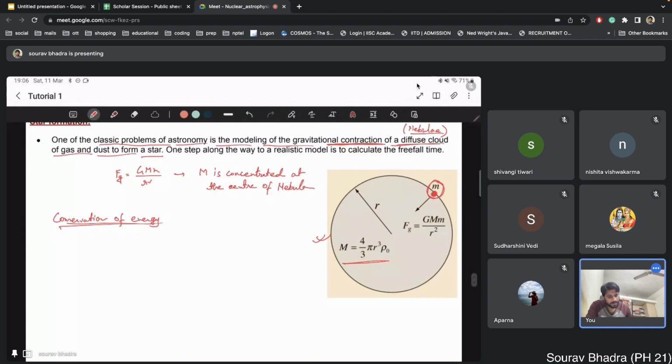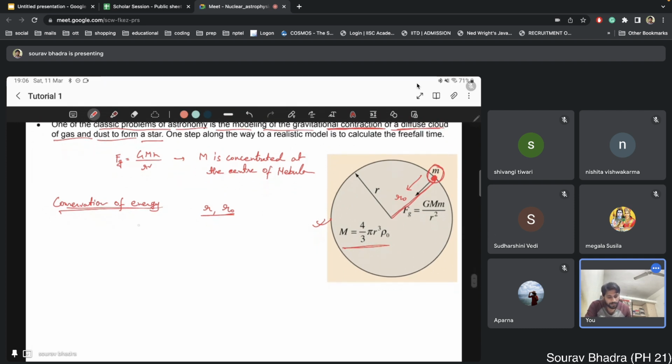So let us consider this mass under the effect of the gravitational force. It is moving towards the center and it is reaching a distance r, and the initial distance was r0. That means I am taking that this distance is r0, and after some time it has come to the distance r.